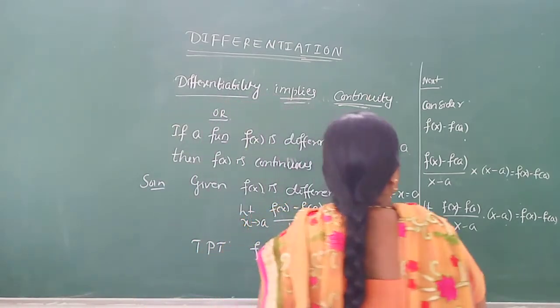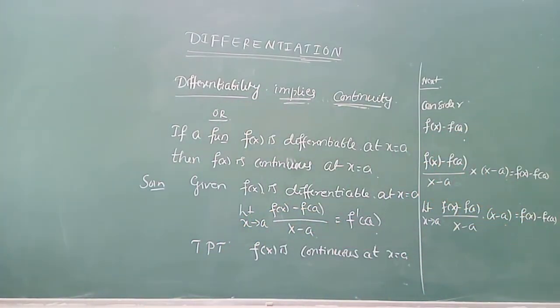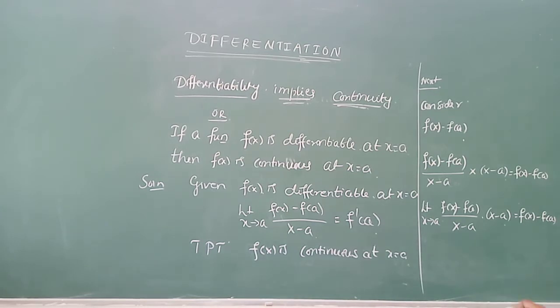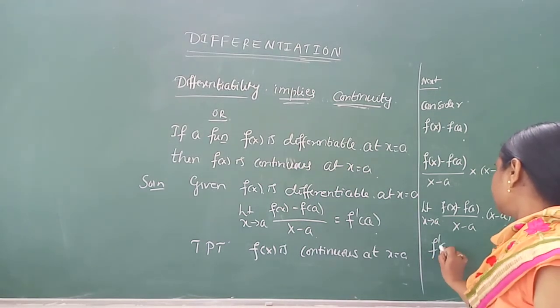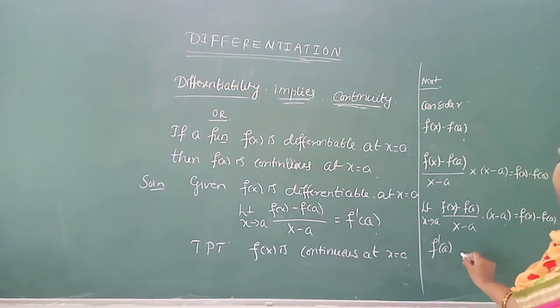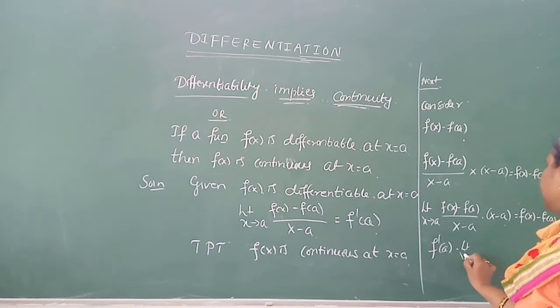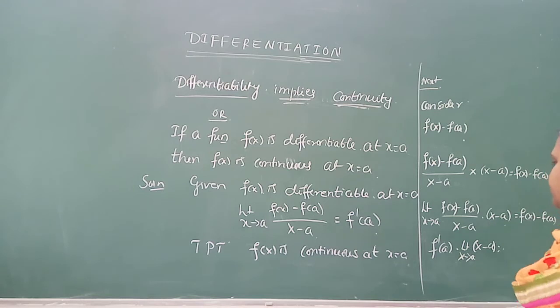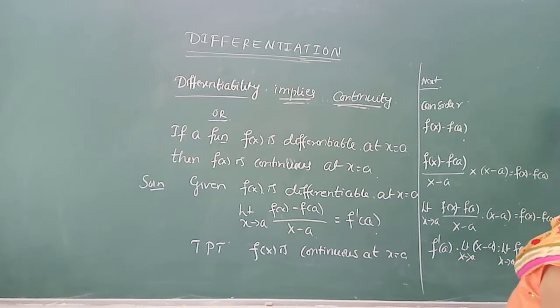Okay. Did you understand? And we know that the limit as x tends to a of f of x minus f of a divided by x minus a, in this form, is f dash of a. Correct. Then we are applying here the limit as x tends to a of x minus a. Correct. Again, on both sides we have to apply the limit as x tends to a of f of x minus f of a.